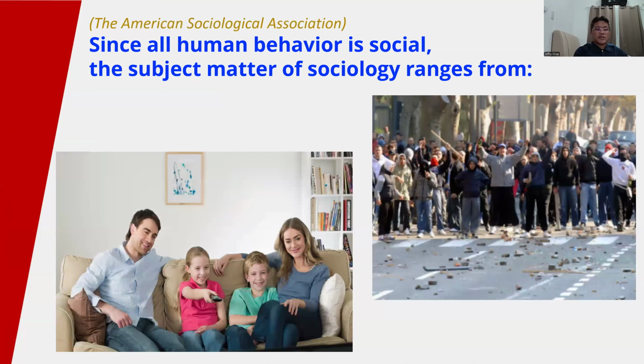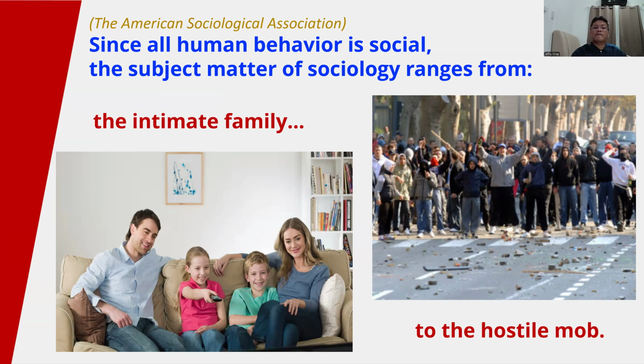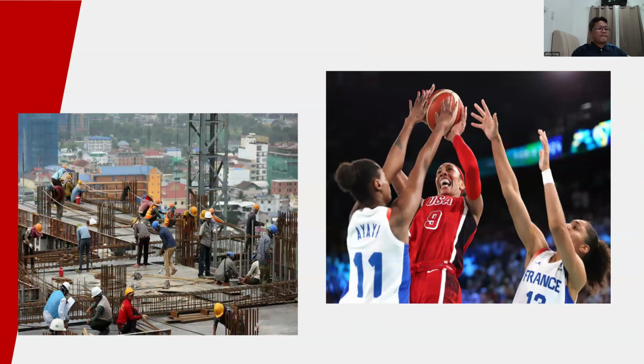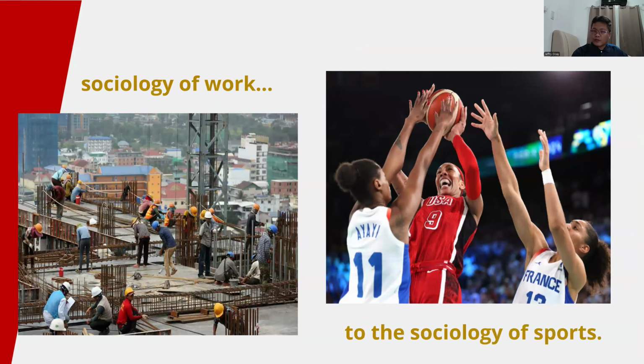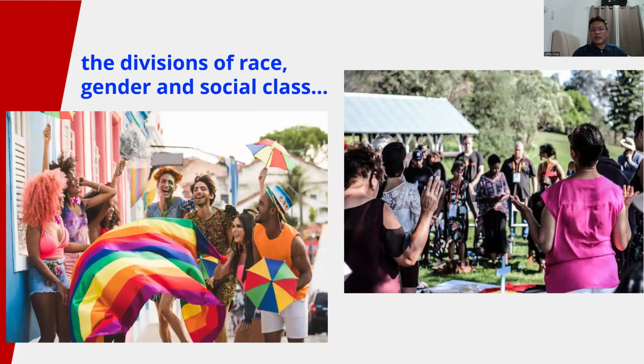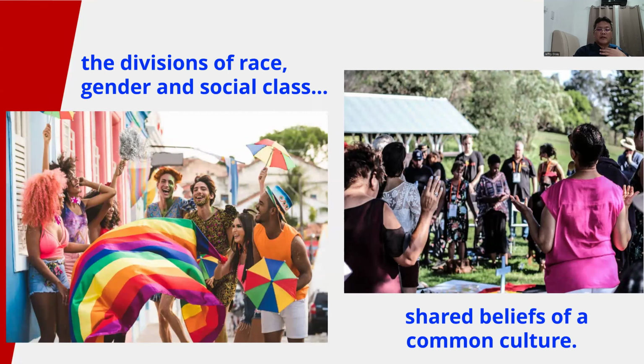According to the American Sociological Association, since all human behavior is social by nature, there is no action of man that is not social in nature. The subject matter of sociology, therefore, ranges from the intimate family to the hostile mob, from organized crime to religious cults, from the sociology of war to the sociology of sports, from the divisions of race, gender, and social class to shared beliefs of a common culture.